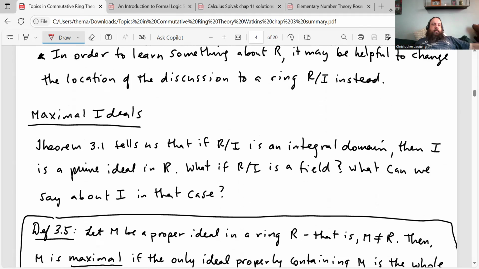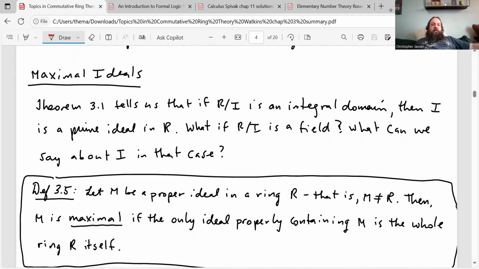Right? Now we get to maximal ideals. We talked about prime ideals and integral domains. Now we'll talk about maximal ideals and fields. Theorem 3.1 tells us that if R mod I is an integral domain, then I is a prime ideal in R. But what if R mod I is a field? What can we say about I in that case?